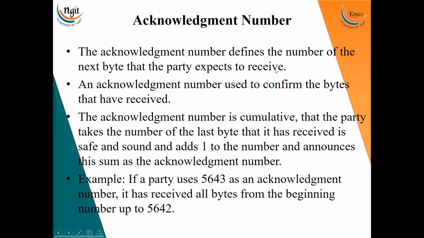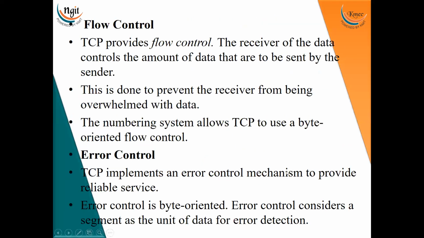Now, what is meant by the acknowledgement number? It defines the number of the next byte that the party expects to receive. The acknowledgement number is used to confirm the bytes that have been received. And here, the acknowledgement number is also the same as a byte number. Now, what is meant by flow control and error control?